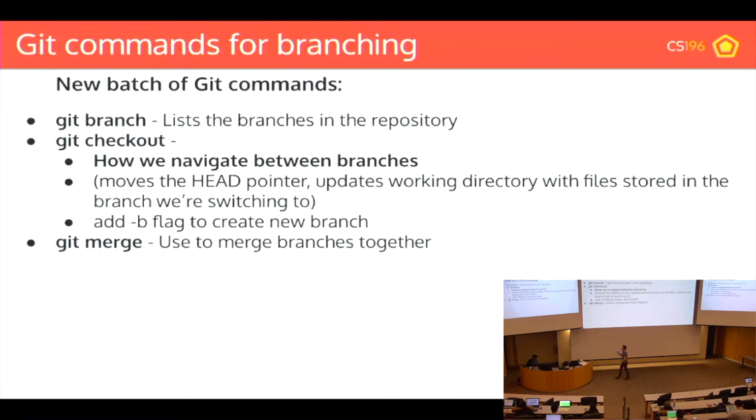And so these are the first few Git commands that I'm going to show you for branching. We have git branch. That's going to just basically list all of the branches that you have in your repository. We're going to have git checkout. This is how we navigate between the branches. So we're going to move the head pointer around. And whenever we switch to another branch, it's going to update our working directory with all of the files on that branch. And I'll show you what I mean by that a bit more in the demo. If you want to make a new branch, you can just put in the -b flag and then the name of the new branch, and then git merge. So this is what you'll use when you want to merge it back together.